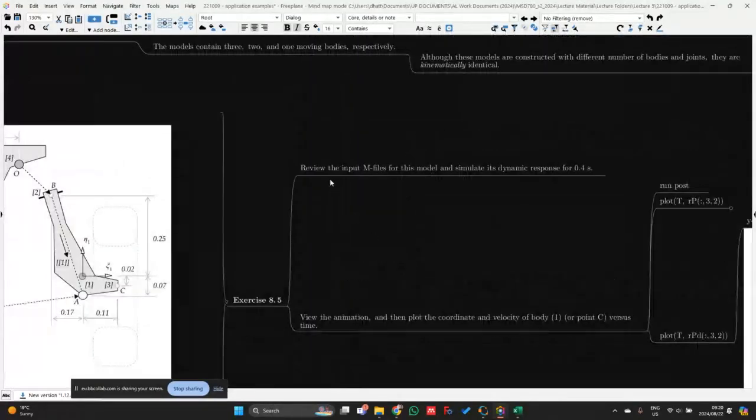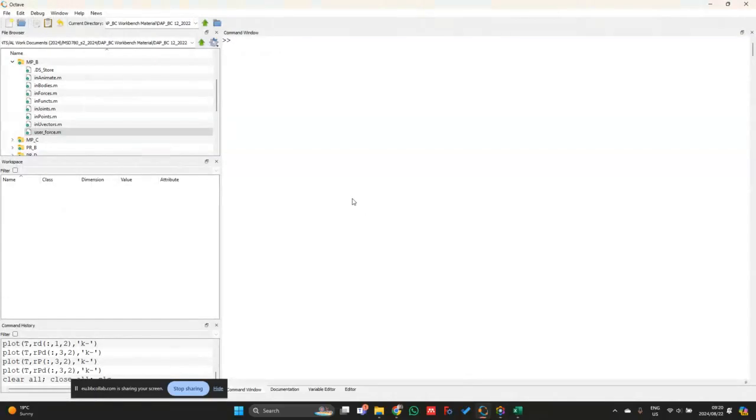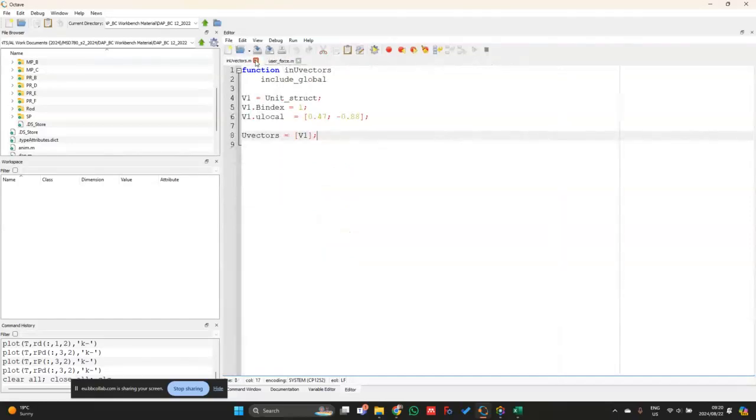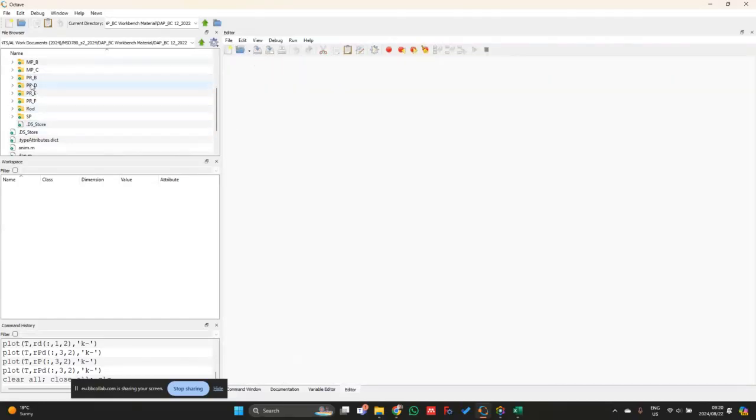So exercise 8.5 then once again tasks us with reviewing the MATLAB input files for this model, and we want to simulate the dynamic response for 0.4 seconds. We're once again going to look at the animation, and then we also want to plot the coordinate and velocity of body 1, and then also for point C on body 1. Right, so to do this, I'm just going to once again close all of these input files for the previous model, and then open MP_C.